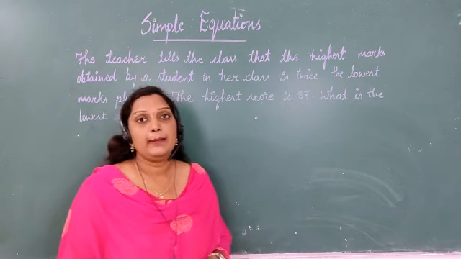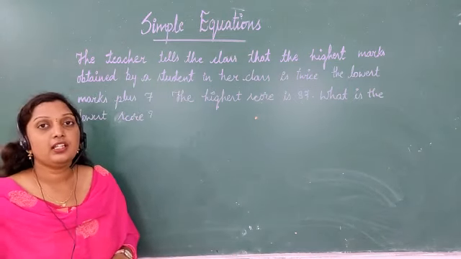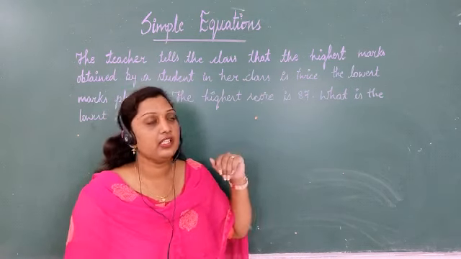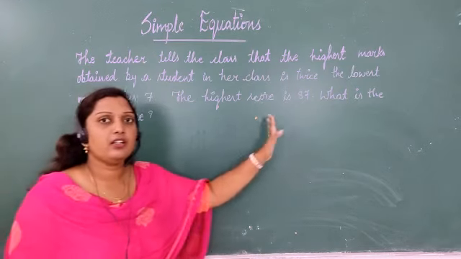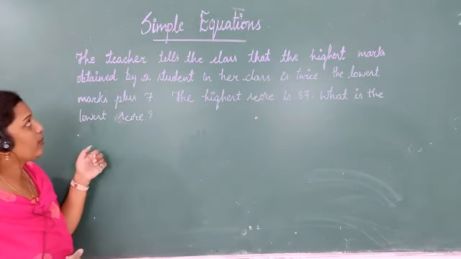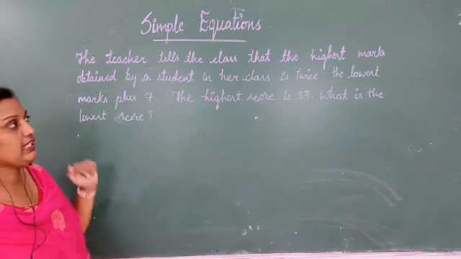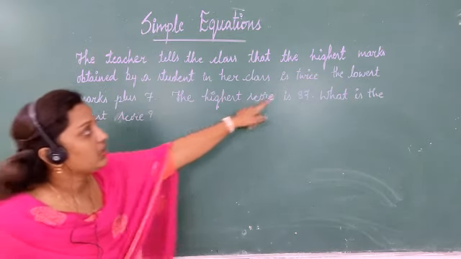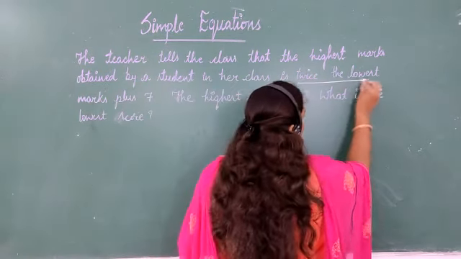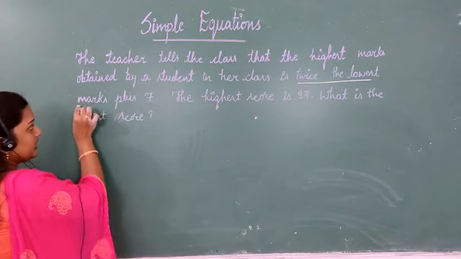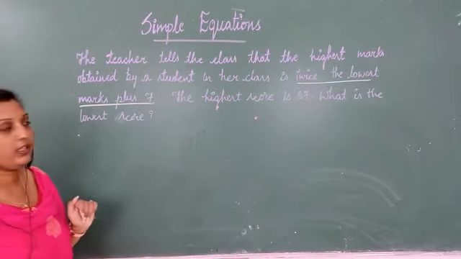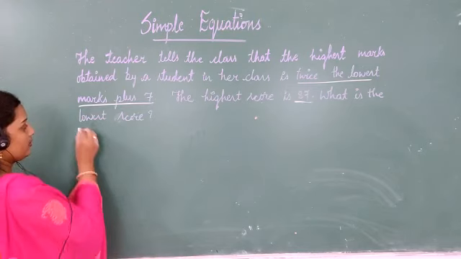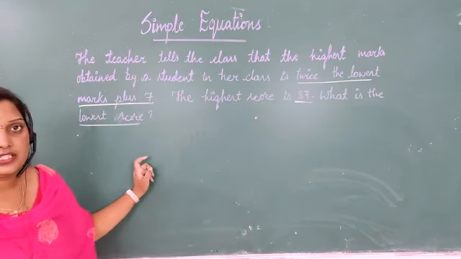This topic is application of simple equations in day-to-day life problems. Now we will see one example for that. This is a day-to-day life problem in your regular school days. What is the problem here? The teacher tells the class that the highest marks obtained by a student is twice the lowest marks plus 7. And the highest score is 87. What is the lowest score? So you have to find out the lowest score.